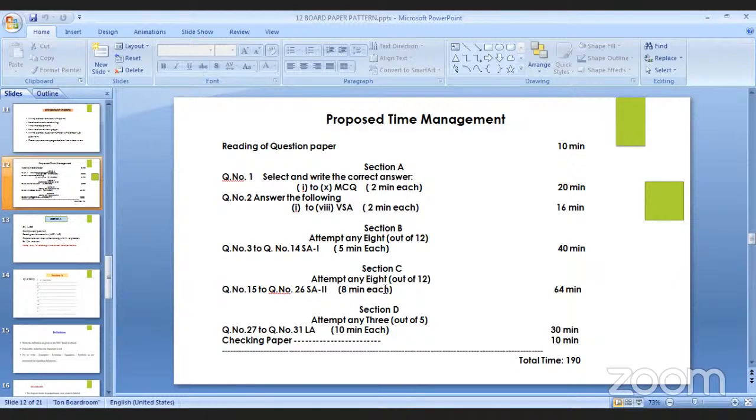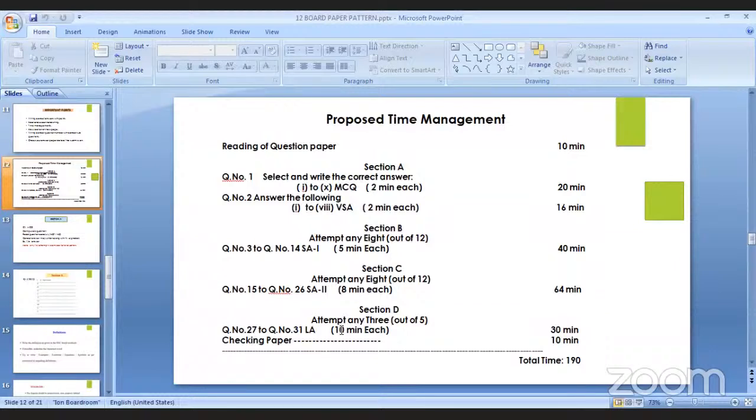Then section C: out of 12, you will attempt 8. So 8 questions, 5 minutes for each, means 8 5s are 40, so 40 minutes for 8 questions. In section C, out of 12, you are going to attempt 8 questions. 8 8s are 64. Each question gets 8 minutes because it is a 3 marks question, so 64 minutes. And section D, you have to attempt any 3 out of 5.